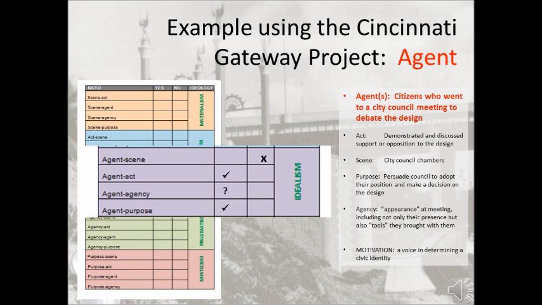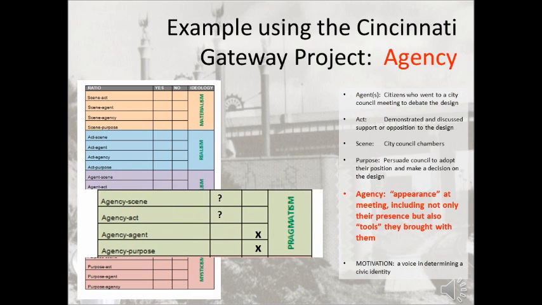Finally, the agent did choose a purpose to either support or oppose the use of flying pigs in the Gateway Project. Next, let's look at agency, or the means the agent used to carry out their act. You can see that I don't see the signs, pig hats, snouts, or attendants as controlling the scene. I've already said that the scene controlled the means available to the citizens. The agency also didn't control the purpose, but was selected specifically in order to carry out the purpose.